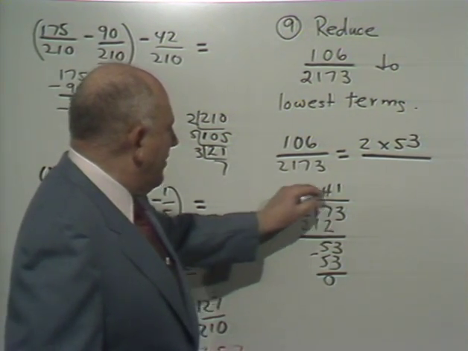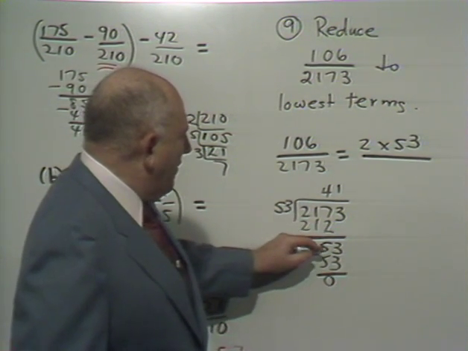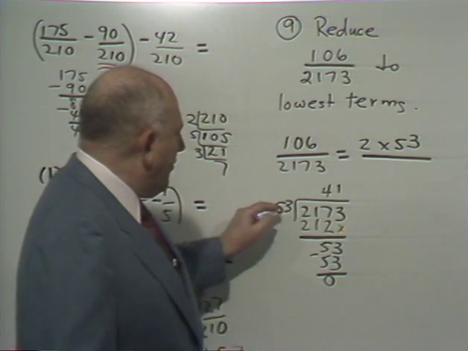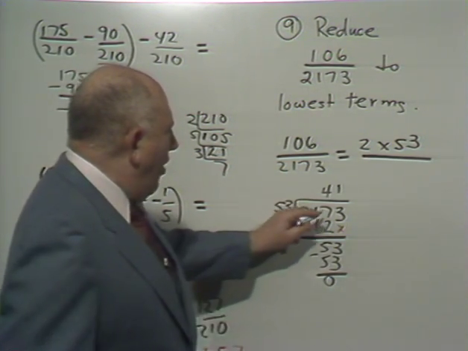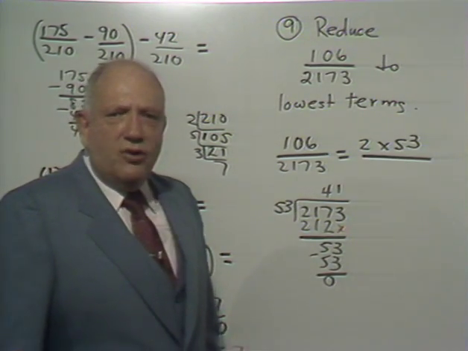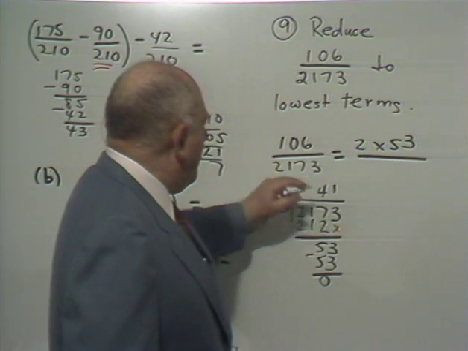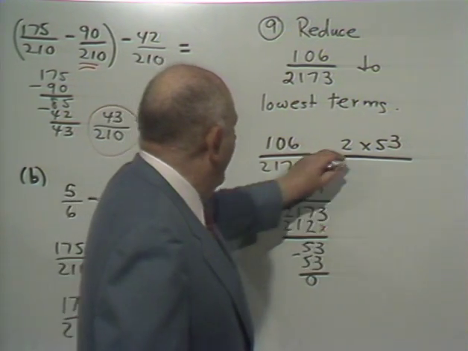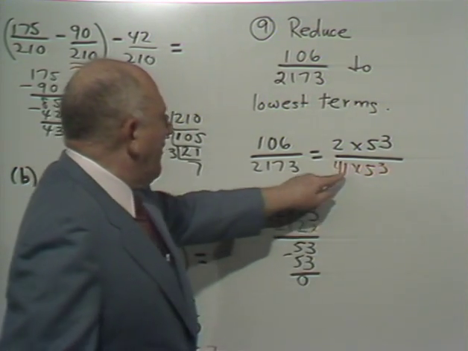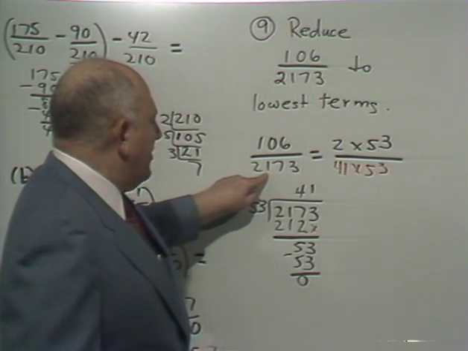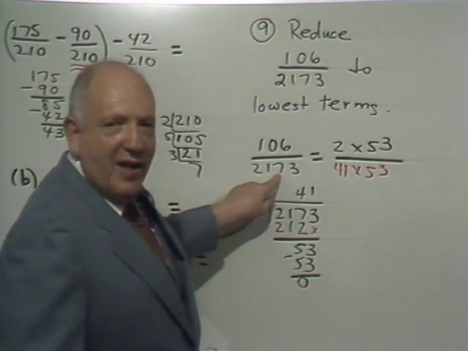53 goes into 217 4 times. 4 times 53 is 212. 212 from 217 is 5. Bring down the 3. 53 goes into 53 once. In other words, even though you might never have got there in too fast a period of time doing this by trial and error, another name for 2,173 is what? It's 41 times 53. In other words, if you were counting by 41s, this is the 53rd number you'd come to. If you were counting by 53s, this is the 41st number you'd come to.